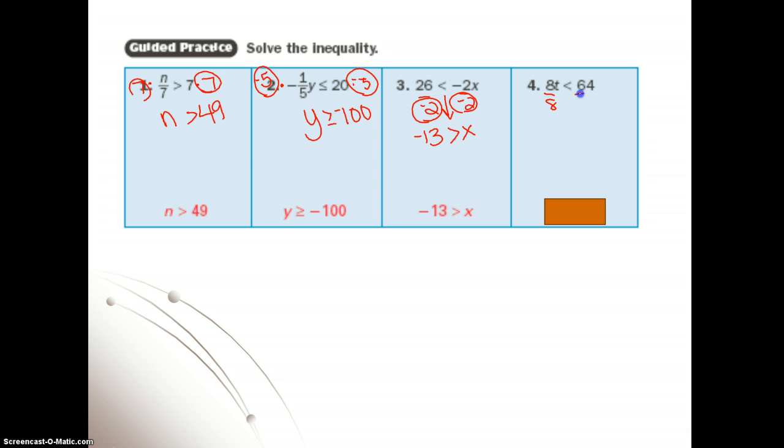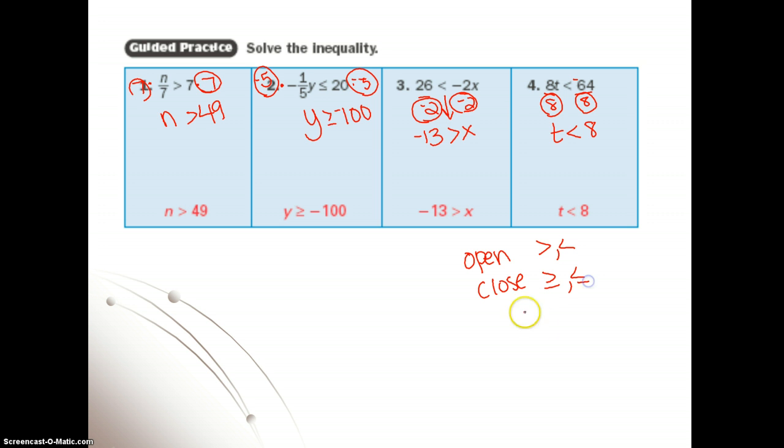Number 4, divide by 8. T, 8. Do not flip because this is a positive. Even if this was a -64, I am not physically moving the negative, so it does not flip. And you can graph these just like you graph the other ones. Okay, whereas if it's open, if it looks like that, it's closed if it has the line underneath with the or equal to, and the arrow represents the variable.